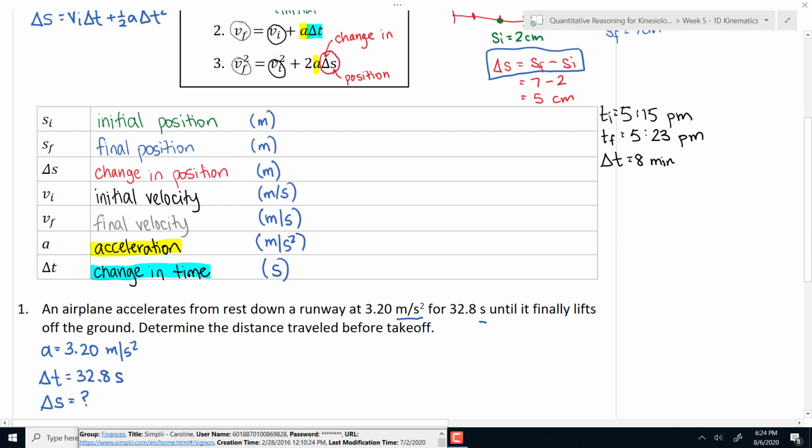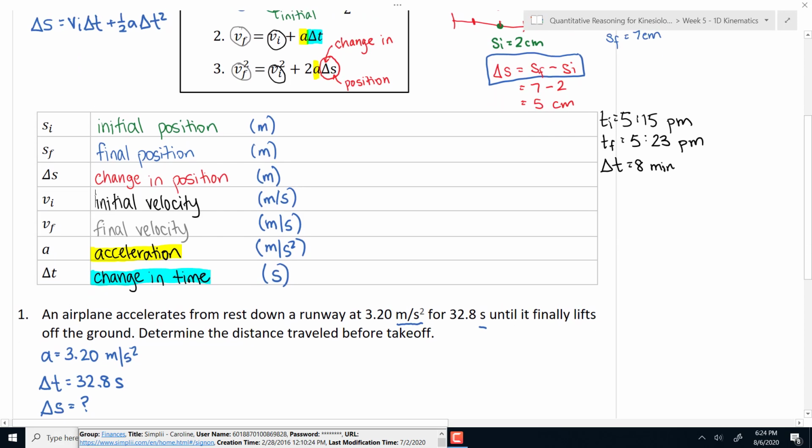If we look at this question, it does not have anything to do with V in it. Oh, actually, there is one thing we missed. Let's see if you can find it. It says an airplane accelerates from rest.